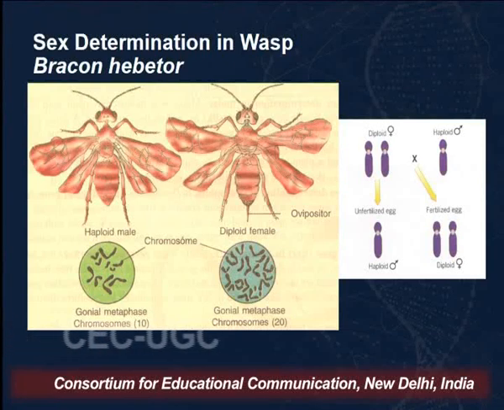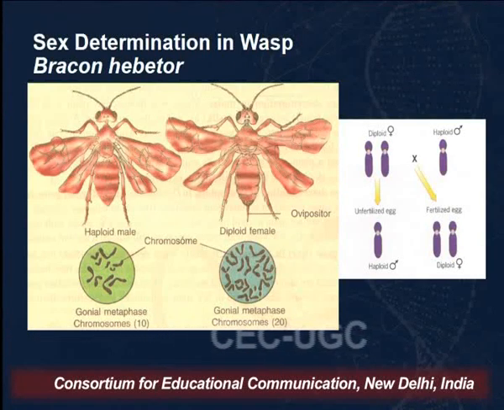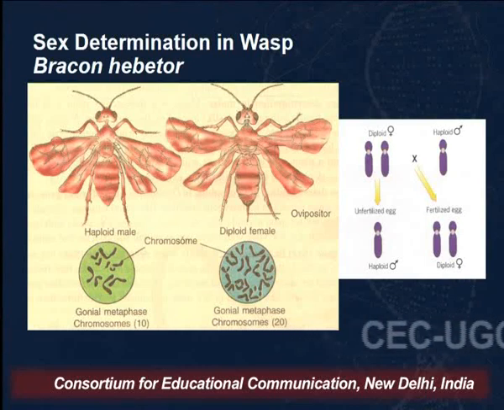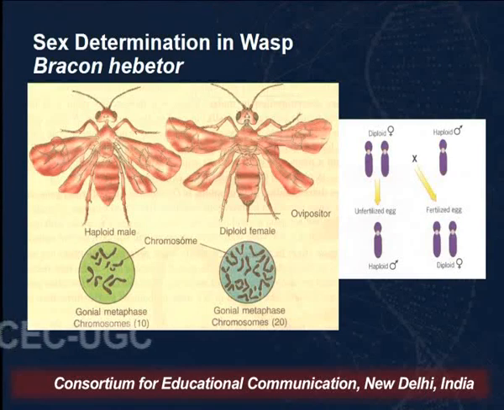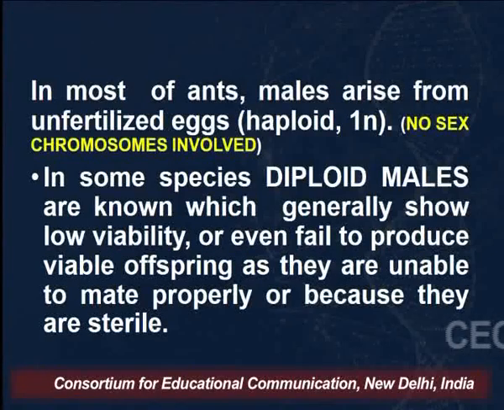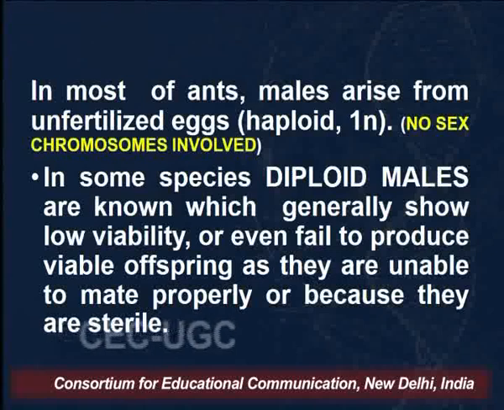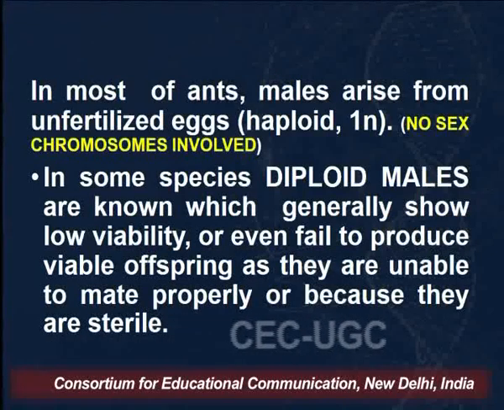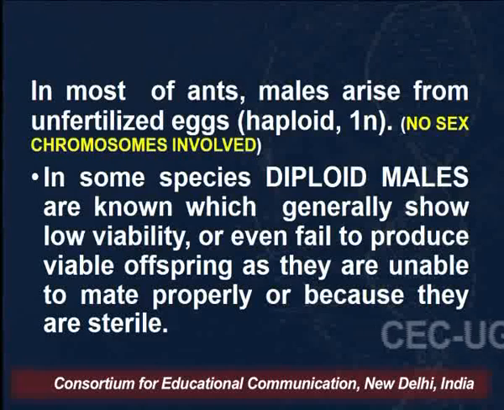This wasp is Habrobracon, which again shows different chromosomes. In a diploid we have 20 and in the male we have 10. So again it's an example of a haplodiploidy system. And in most cases in ants and males, we find that there is no sex chromosome, as I said before, and rarely diploid males can also be formed.